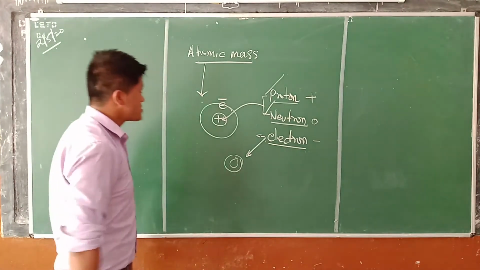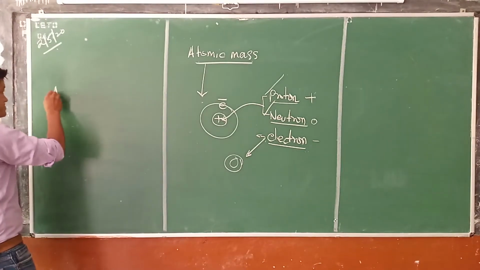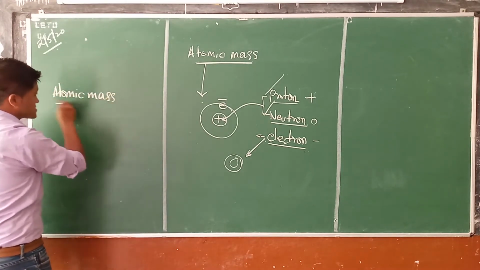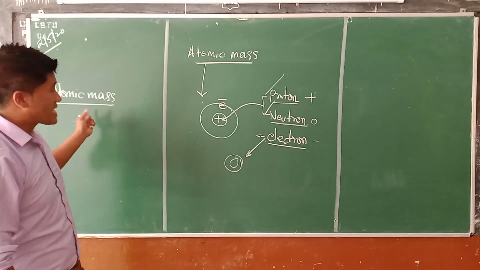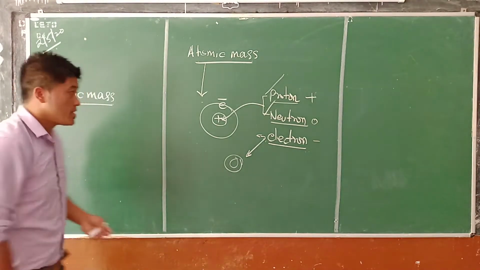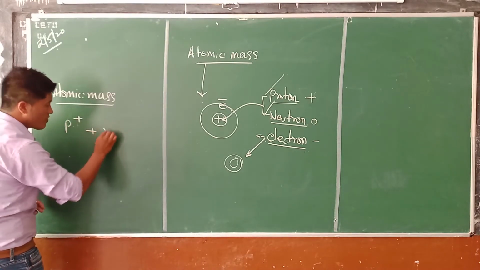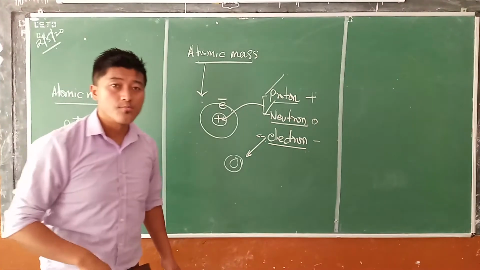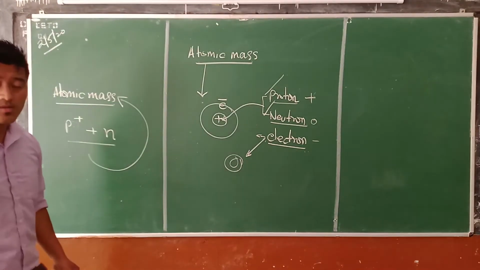Is that clear? So, whenever we come across atomic mass, what is important to know is that when calculating atomic mass, you have to add up the number of protons plus the number of neutrons. When you add the number of protons and the number of neutrons, you get the value of the atomic mass. Is that clear?